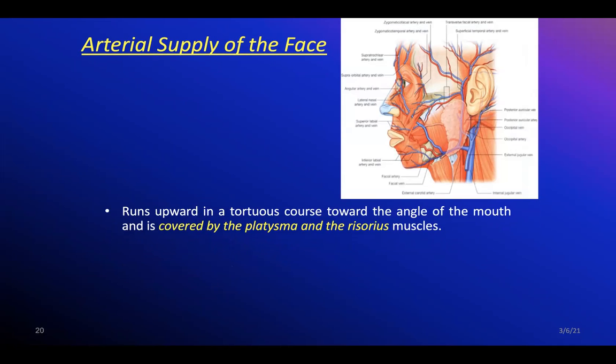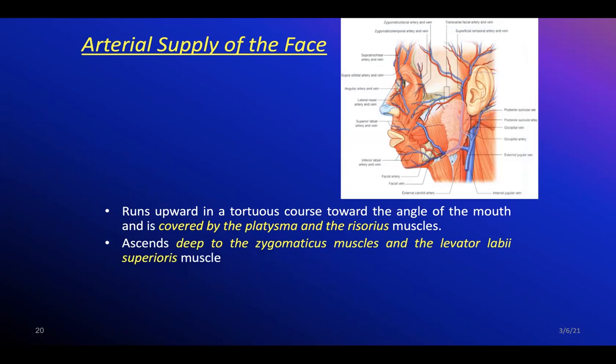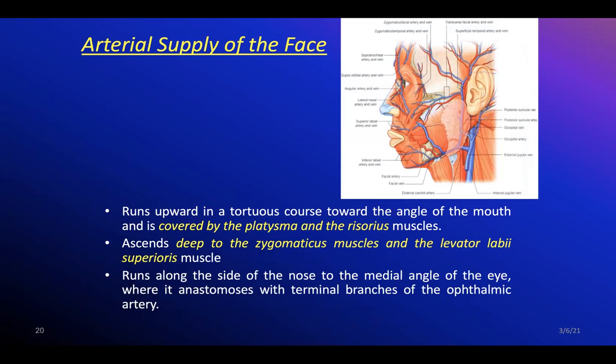It runs upward in a tortuous course toward the angle of the mouth, as shown in the picture, and is covered by the platysma and the risorius muscle. It ascends deep to the zygomaticus muscle and the levator labii superioris muscle, runs along the side of the nose to the medial angle of the eye, where it anastomoses with the terminal branches of the ophthalmic artery.